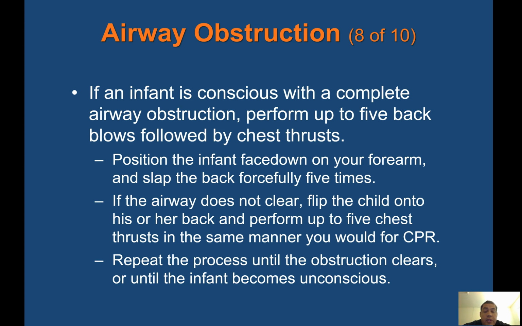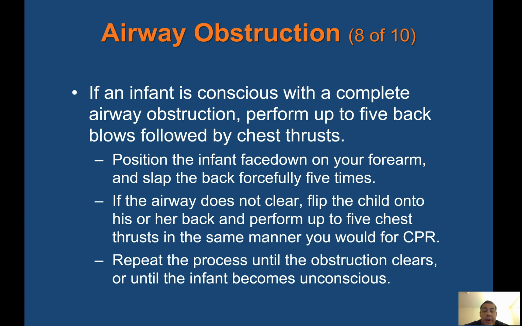If the infant is conscious with a complete airway obstruction, perform up to 5 back blows followed by chest thrusts. Position the infant face down on your forearm and slap the back forcefully 5 times. If the airway does not clear, flip the infant onto his or her back and perform up to 5 chest thrusts in the same manner you would for CPR. Repeat the process until the obstruction clears or until the infant becomes unconscious.